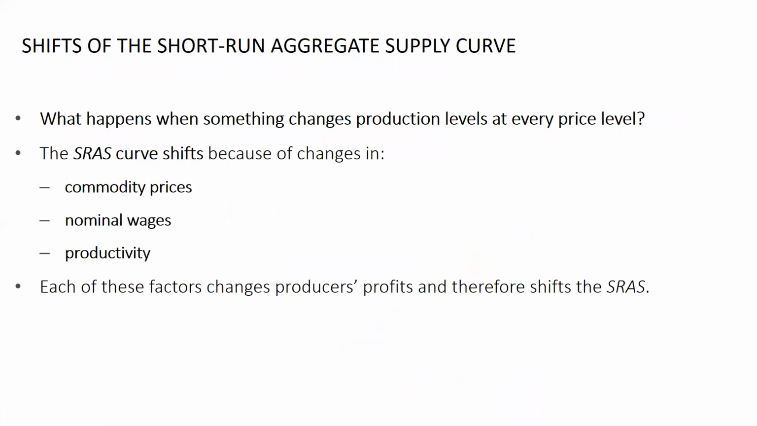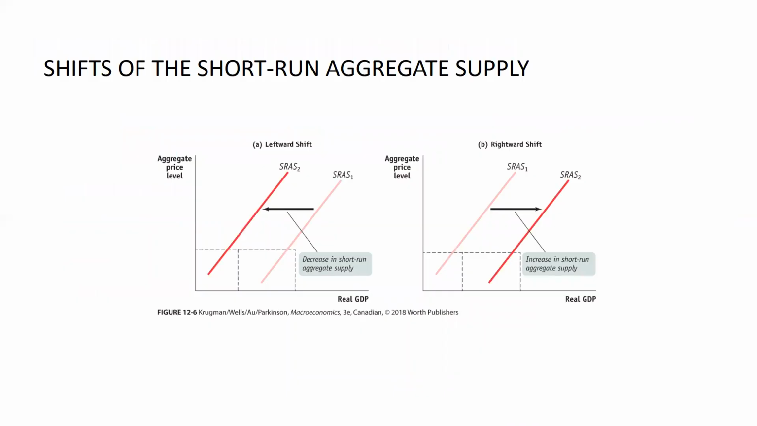Now, like before, the movement along the short run aggregate supply curve will be a change in prices, but there are other factors that may affect the short run aggregate supply curve. For example, anything that affects the firm's profits, like commodity prices, productivity, maybe changes in nominal wages, and so on. Each of these factors will affect producers' profits, and therefore it will cause a shift in the short run aggregate supply curve. Okay, and so if something affects profits negatively, the curve shifts back or to the left. If it affects profit positively, it will shift to the right.